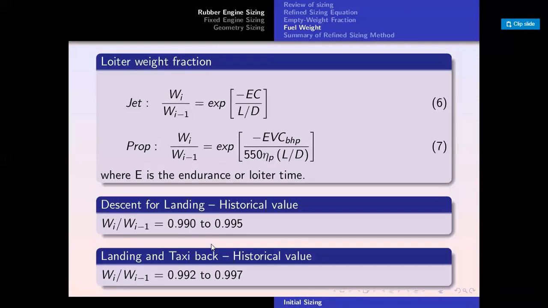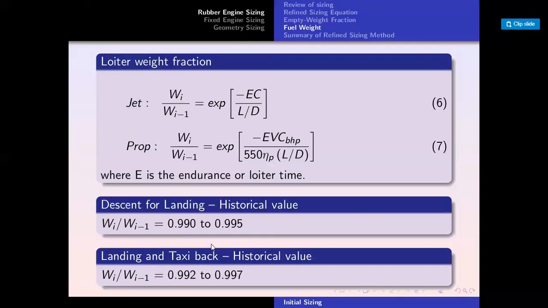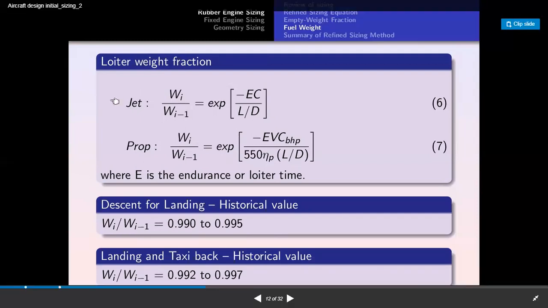And now the loiter weight fraction. Before, we saw that for cruise, and now we are modifying it for the loiter weight fraction. Loiter is nothing but endurance. For a jet, Wi by Wi minus 1 is exponential of minus EC divided by L by D, where E is the endurance, that is the total time taken by the aircraft when it stays in the air.